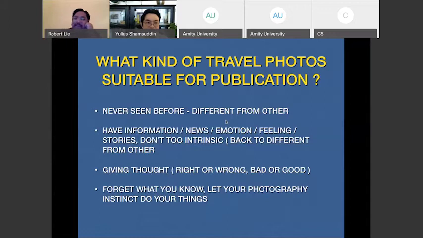Make it different. Whether the picture gives a right or wrong message, a bad or good message, is okay. Travel photography is about the truth, what you see and what you feel when you go to some place. And when you go to a place and you think you have enough skill to take a picture, remember, don't stress out.